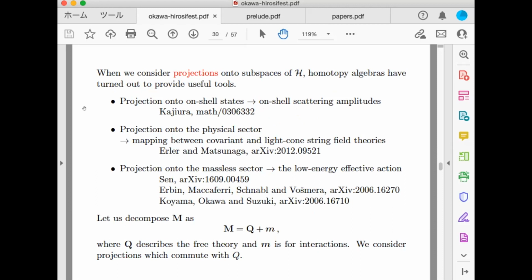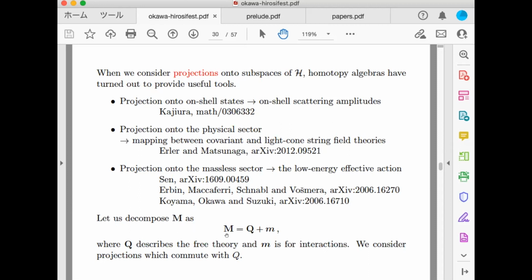If we consider projection onto on-shell states, then we can describe on-shell scattering. This is based on the work on the algebra. And if we consider projection onto the physical sector, this can be used for mapping between the covariant and the light-cone cases. The most relevant one here is the projection to the massless sector. For example, this is relevant for the long-range interaction, which was originally discussed by Michel in the closed string context. But this can be understood in the framework of homotopy algebra.